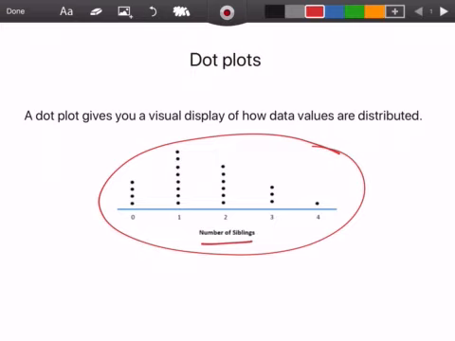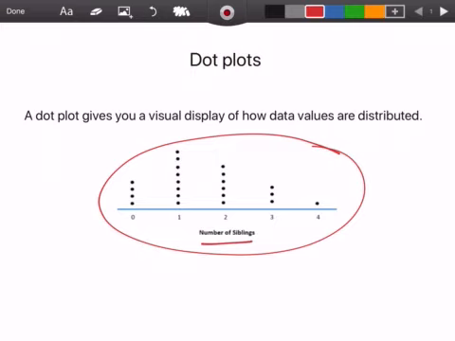According to this dot plot, 4 people have 0 siblings. 1, 2, 3, 4, 5, 6, 7, 8 people have 1 sibling. 1, 2, 3, 4, 5, 6 people have 2 siblings. 3 people have 3 siblings, and 1 person has 4 siblings. So that's how you would read this, okay?